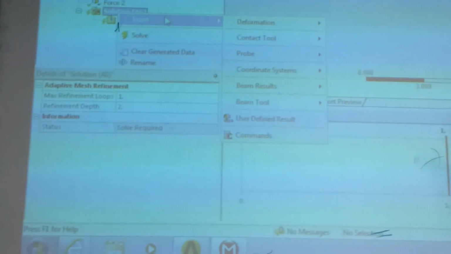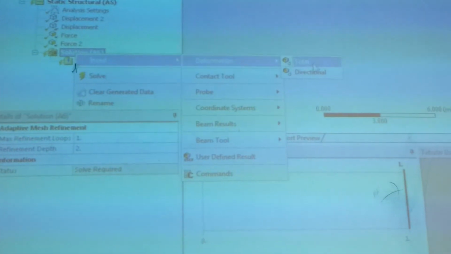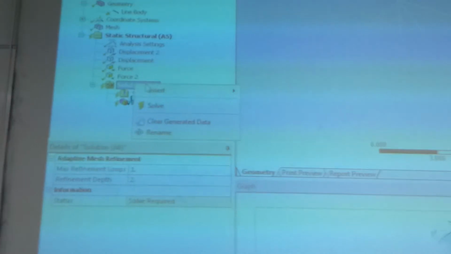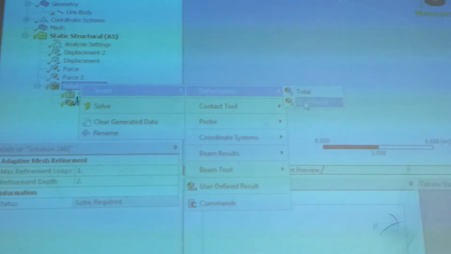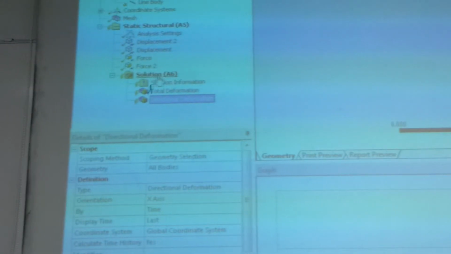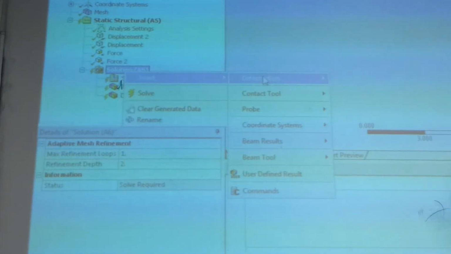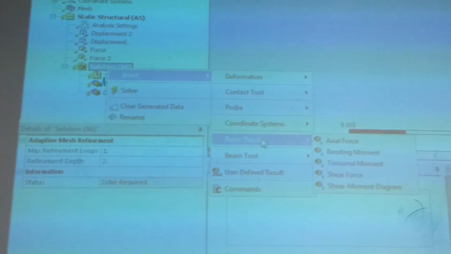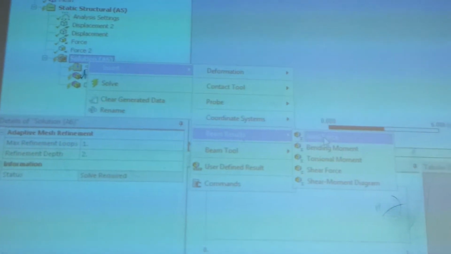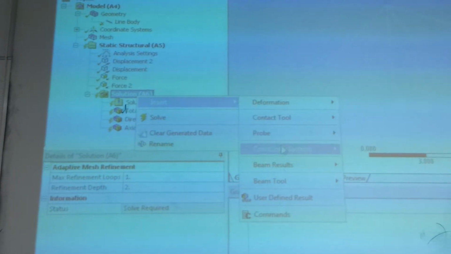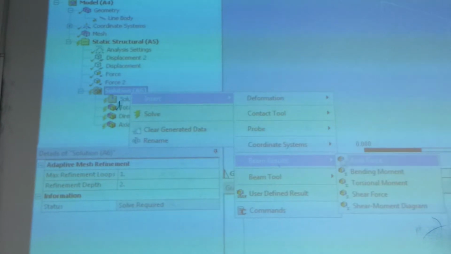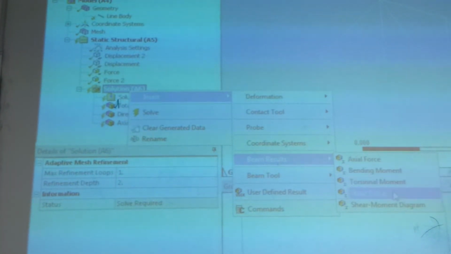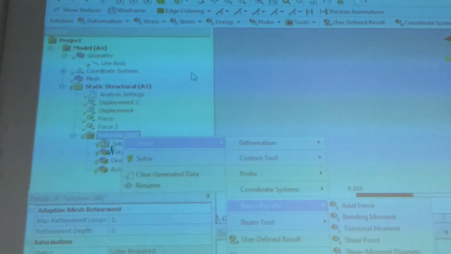So, you can insert now deformations, for example, or directional deformations, and you can also insert, for example, the axial forces of the beam. You can also have shear forces. Well, okay.